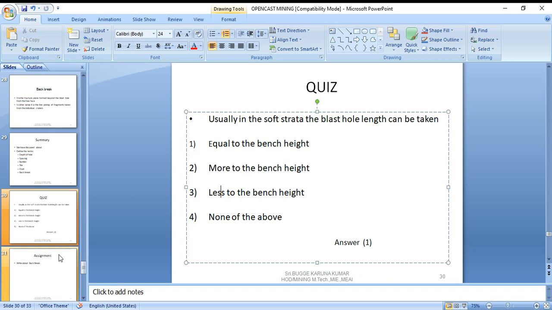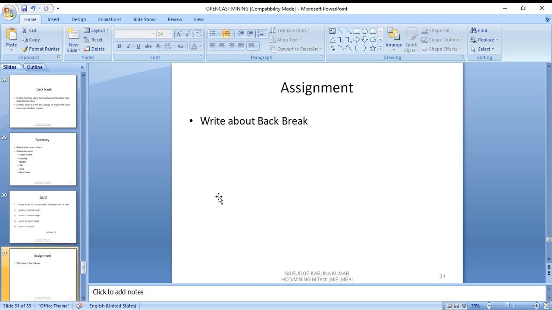Now for practice, as homework, write an assignment on back break. What is it, why is it important, and why is maintaining it one of the important parameters. I am giving this assignment for the purpose of your preparation.